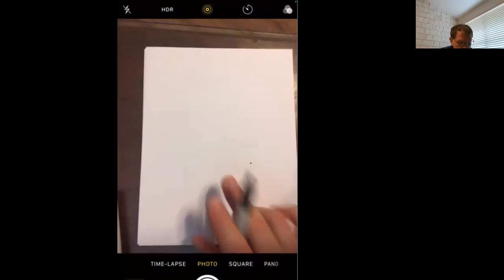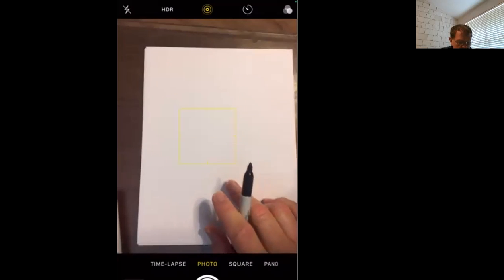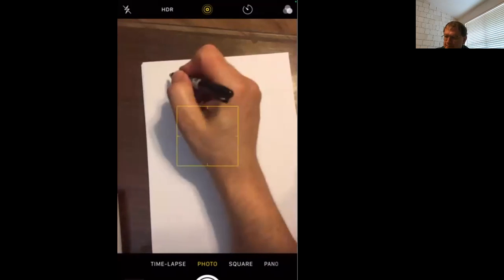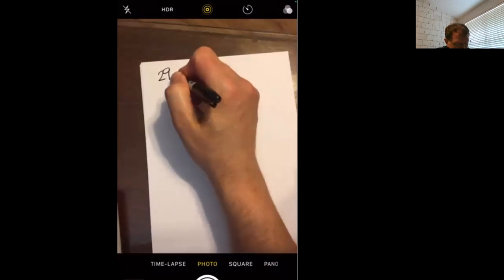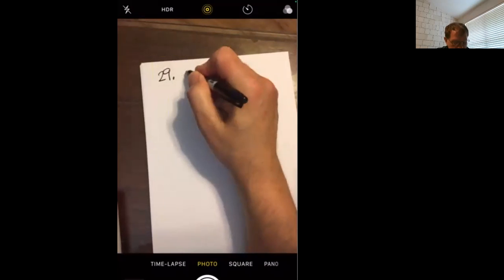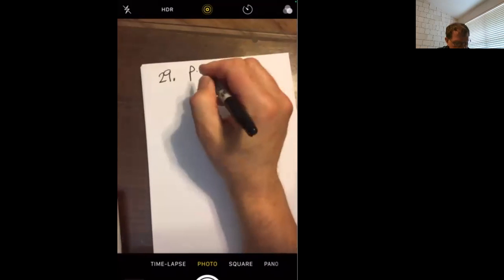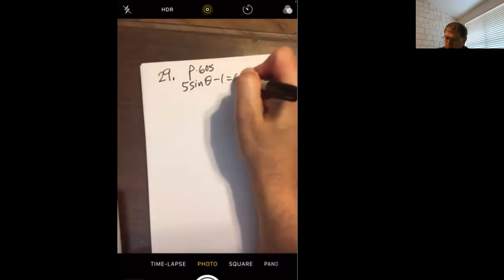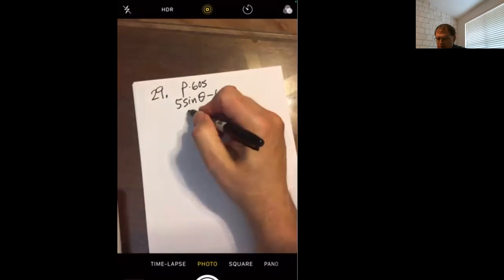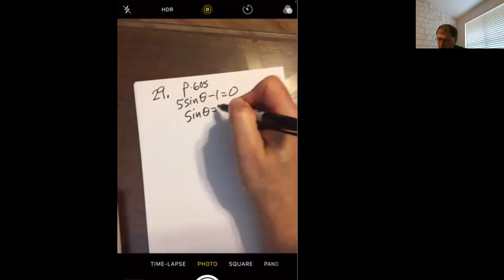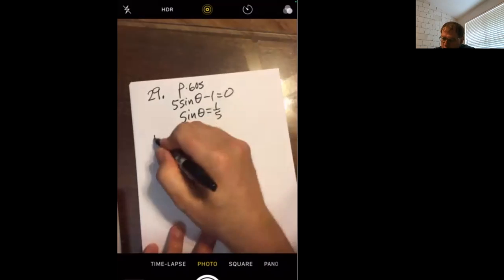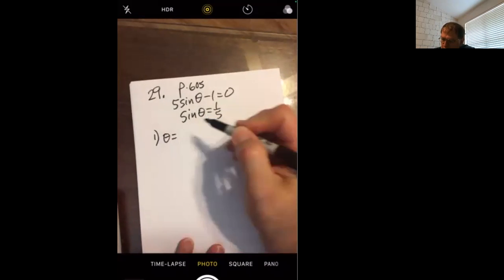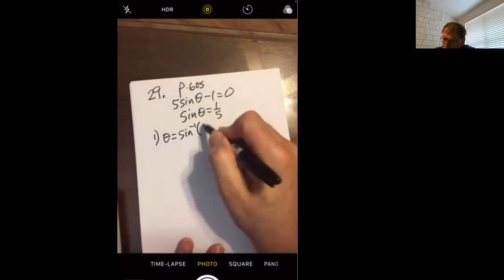Find all solutions. Okay, so little tougher ones. How about one like 29? Page 605. 5 sine theta equals 0. That would give you sine theta is then 1/5. So first cut at it, arc sine of 1/5.